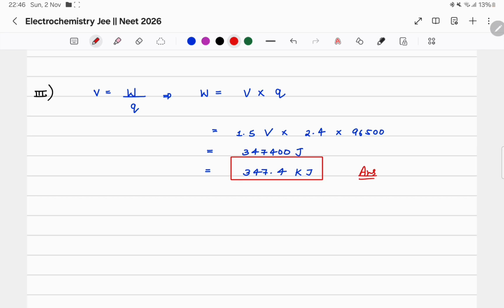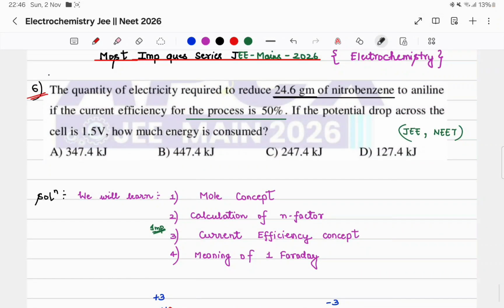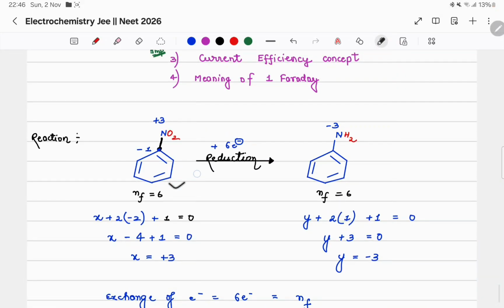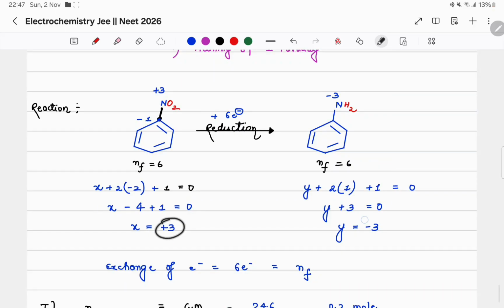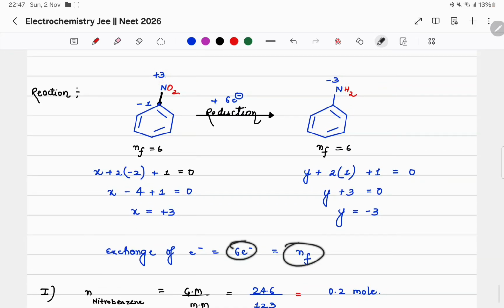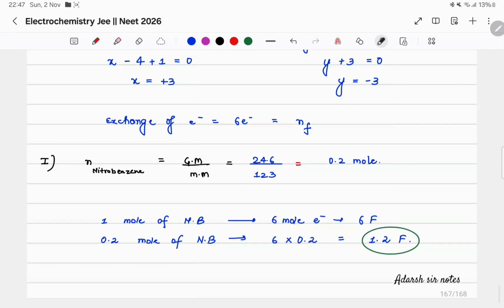Be aware. Let me just give a snap revision. The examiner was asking us to calculate how much energy is consumed. For that purpose, current efficiency they were giving as 50%. First we gathered knowledge about the n factor, where I told you nitrobenzene is accepting 6 electrons, becoming aniline. So I calculated +3 to -3, just took the difference. That is 6 electrons. So this is the n factor of nitrobenzene. Then I calculated the mole of nitrobenzene. Then I told you 1 mole of nitrobenzene needs 6 Faraday. So 0.2 mole needs 1.2 Faraday.